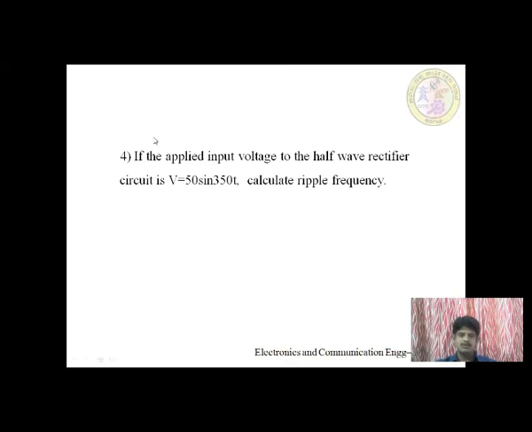Next, we are going to the fourth problem. The question is, if the applied input voltage to the half wave rectifier circuit is V is equal to 50 sin 350t, calculate the ripple frequency. In this, they have given the input voltage to the half wave rectifier, and they have asked us to calculate the ripple frequency. So think about what prerequisites are required to solve this problem and how to proceed.